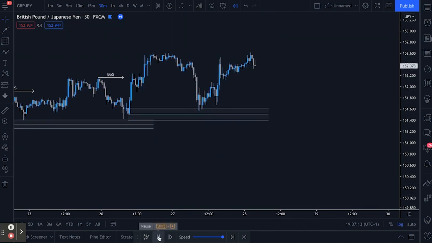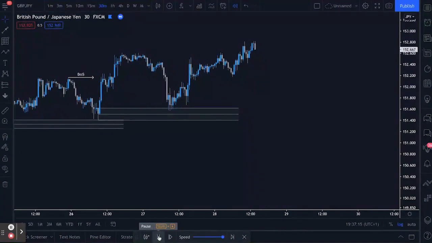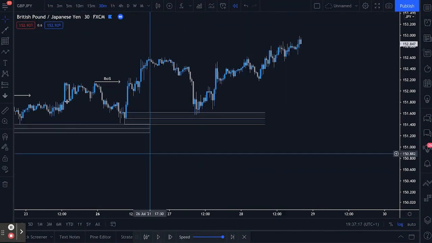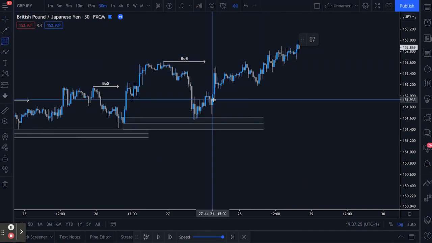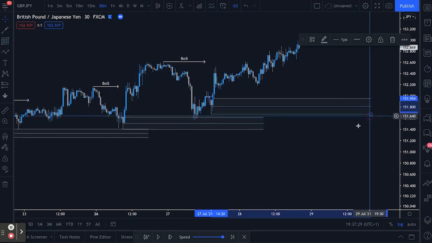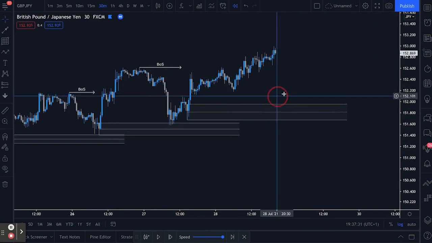As we can see, that has happened once again. Now we are looking for a bullish break of structure, which we do indeed get. So at this point, we may look towards a demand zone like this. Now remember, it's not always going to work perfectly. We're not always going to get the zone we want.